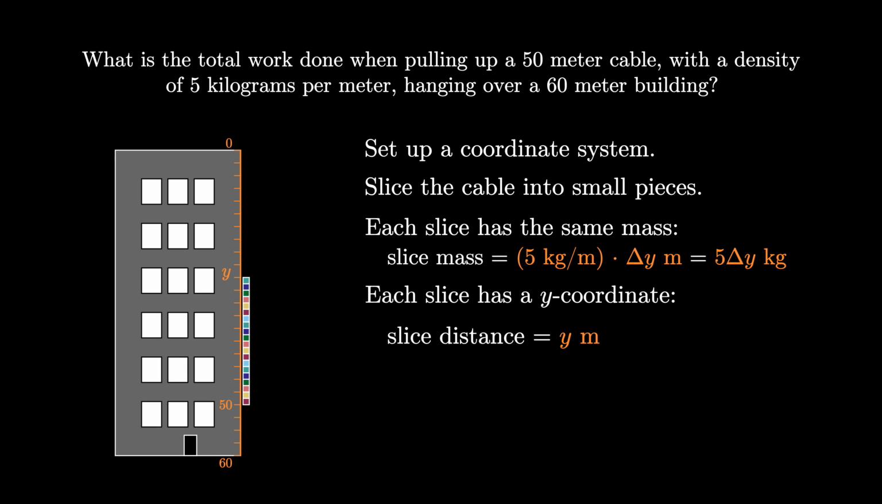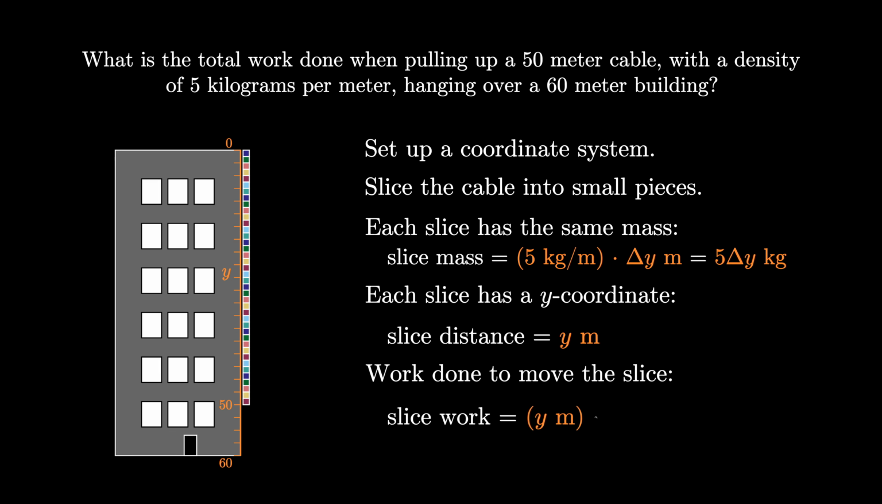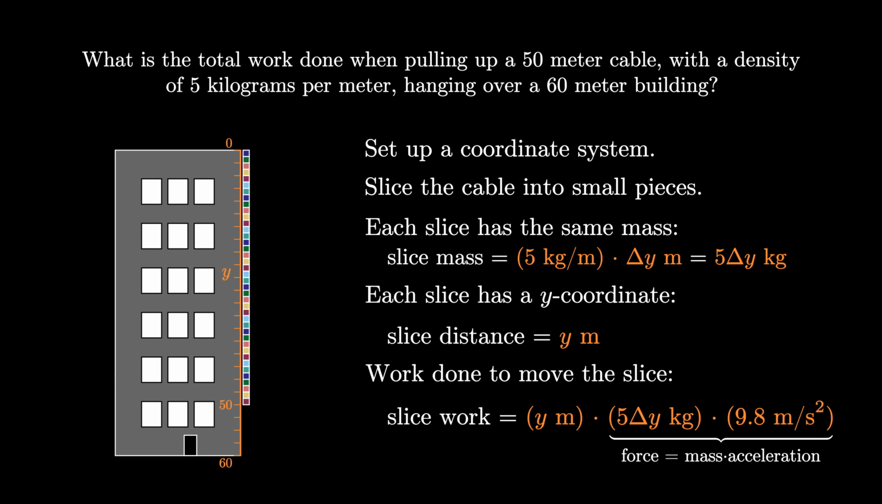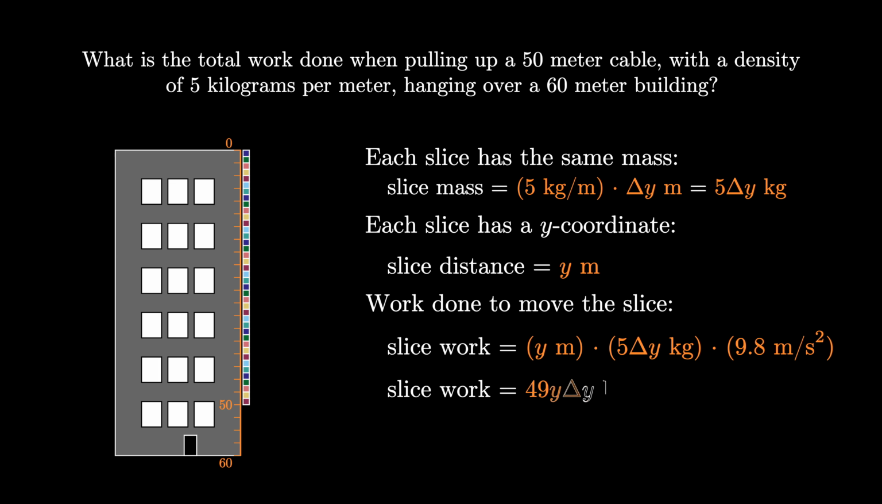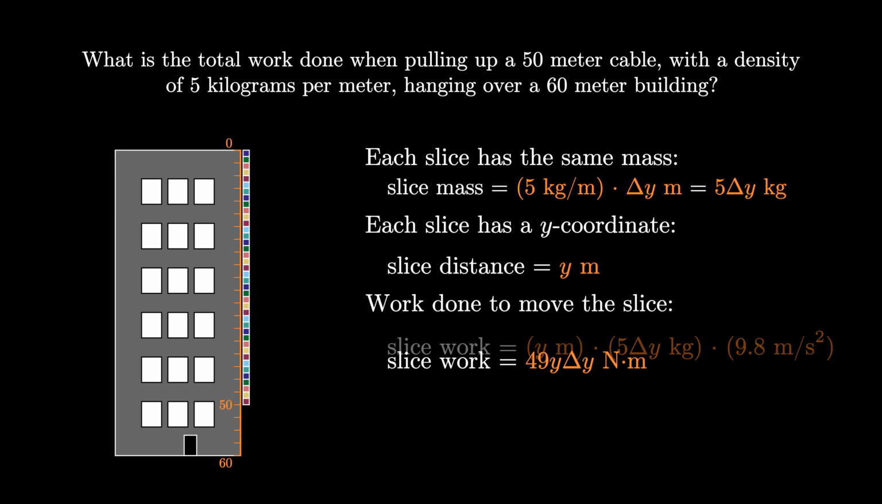Now we have enough information to determine the work done to move the small slice. The work in this case is the product of the distance moved by the slice and the force acting on the slice. So we have the work done on the slice is y meters multiplied by 5 delta y kilograms times 9.8 meters per second squared. The latter product is a mass times acceleration, which gives the vertical force acting on the slice. The work to move the slice simplifies to the quantity 49y delta y Newton meters.